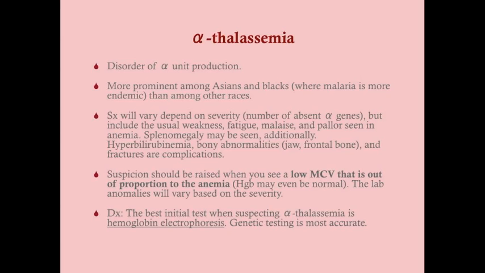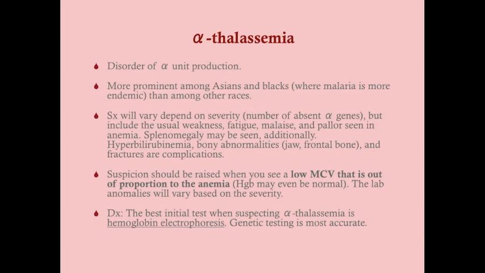The symptoms are going to vary based on the severity, and again, this is based on the number of absent alpha genes. But it's going to include the usual weakness that we see in anemia, fatigue, malaise, and pallor. Splenomegaly can be seen. In addition, hyperbilirubinemia can be seen because of breakdown of any kind of abnormal cells.